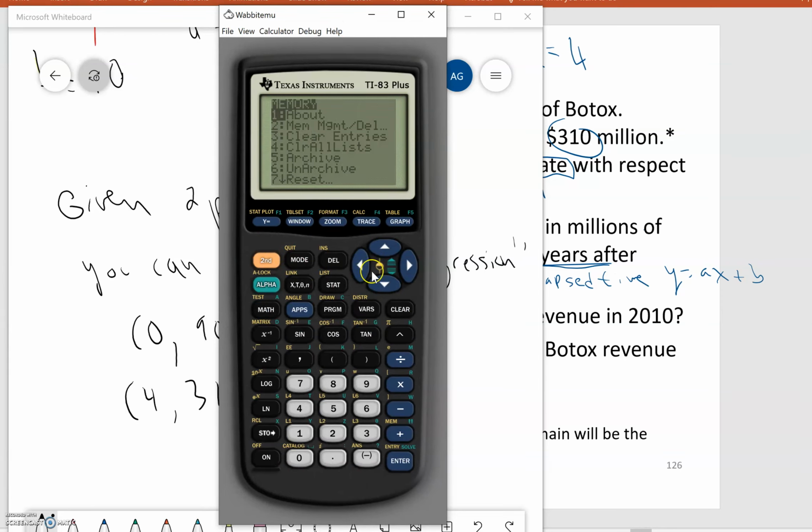That's Second Mem, clear all lists. And now when I go to Stat Edit, my list will be empty and I can put stuff in there. So my list 1 is going to be this first column, 0 and 4. It's the X values, or the T values. And the second column will be the output values.